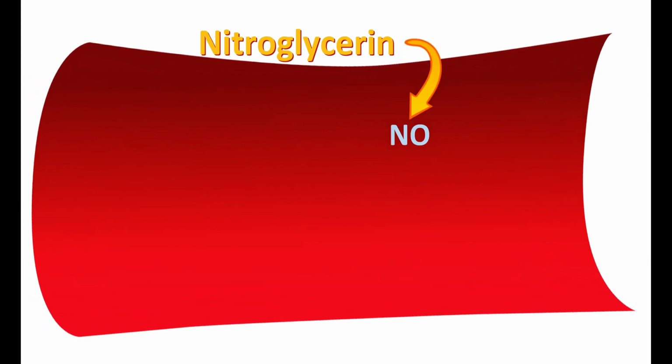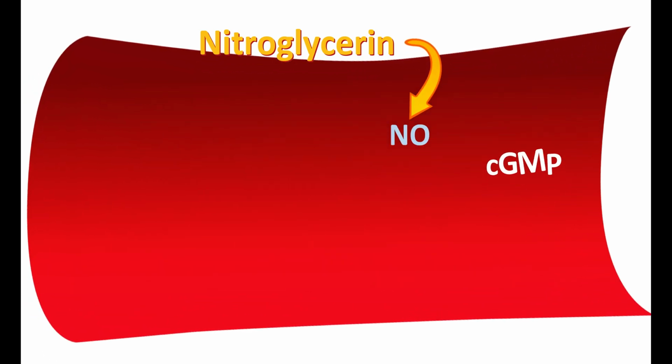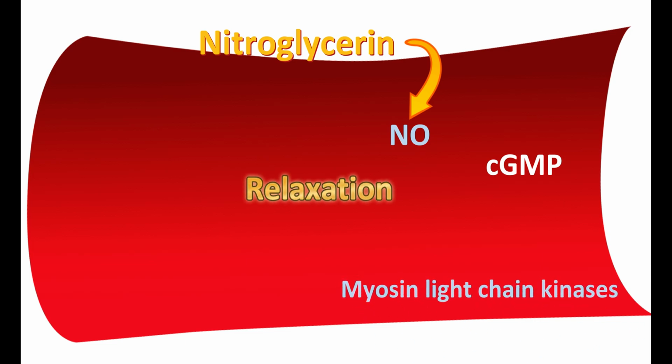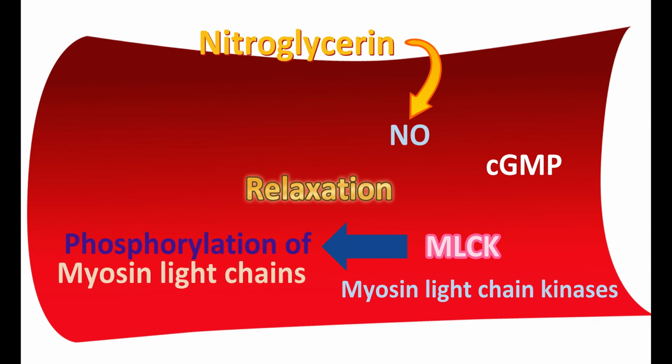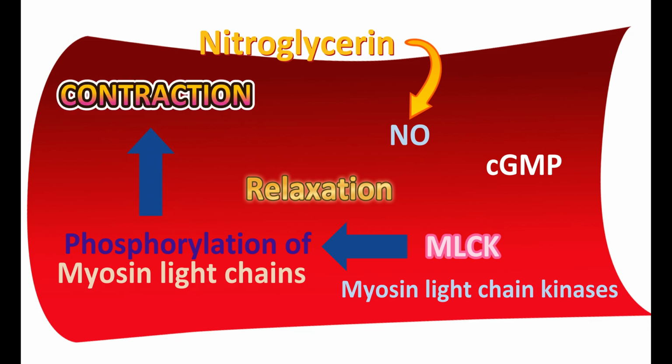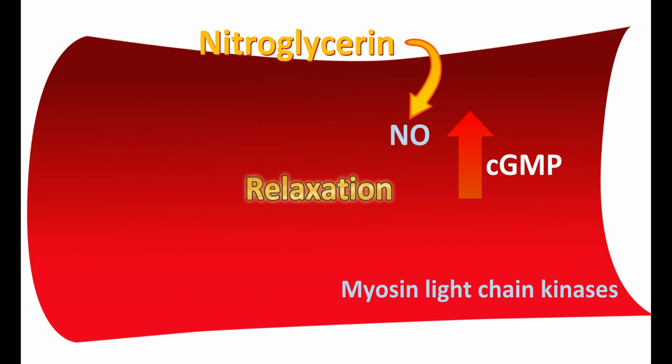In the body, nitroglycerin is converted into nitric oxide within the vascular smooth muscle. This results in the activation of cyclic GMP. This cyclic GMP can bring relaxation by inactivating myosin light chain kinases, commonly known as MLCK. MLCK is activated by raised levels of calcium in the vascular smooth muscle. It is required for phosphorylation of myosin light chains and their interaction with actin filaments that prompts contraction of vascular smooth muscle. Nitroglycerin increases cyclic GMP levels, which results in inactivation of MLCK. This prevents contractions, leading to vasodilation.